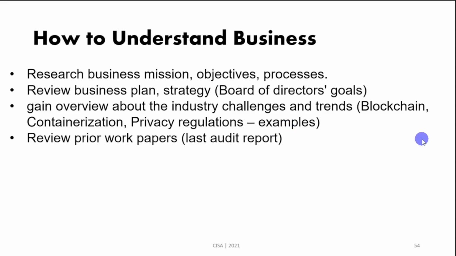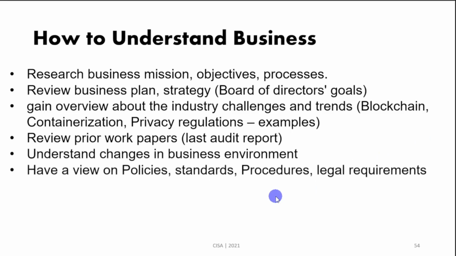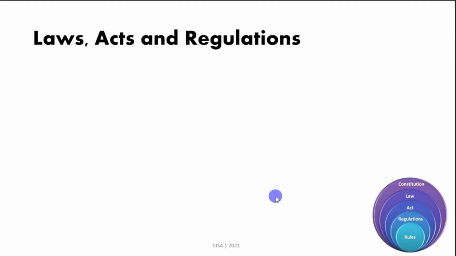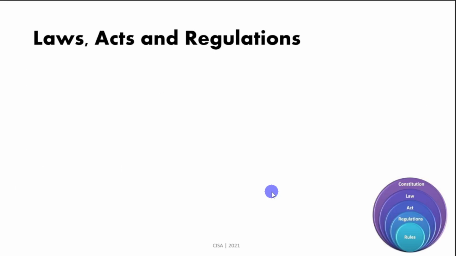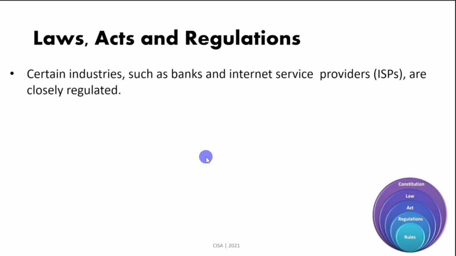You need also to review the last audit paper, understand the business environment, and have a view on policies. So that's fairly most of the statements that we discussed in our last slide. Part of what we discussed about understanding the business is to understand the laws and regulations that your business or the auditee will be obligated to comply with. So laws and regulations may affect a certain industry, such as banks and internet service providers. Social media websites are obligated to comply with certain regulations.